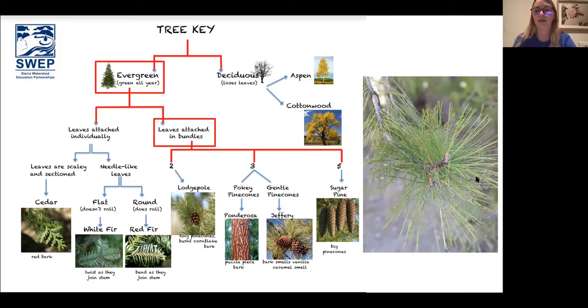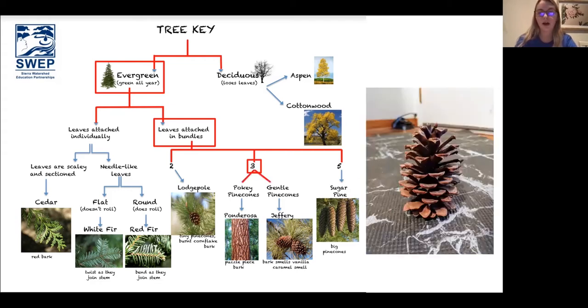So I know that this right here is representing a branch that has needles in bundles of 3. Then you go to the next question. Are the pine cones pokey or are they gentle? You have to pick it up and either determine by feel or by look. Are the spines on the end of the pine cones facing out, making it pokey and painful when you pick it up? Or are they facing in and it is a gentle cone? I know that these spines are facing out and that this is a pokey pine cone, which makes it a ponderosa pine tree.